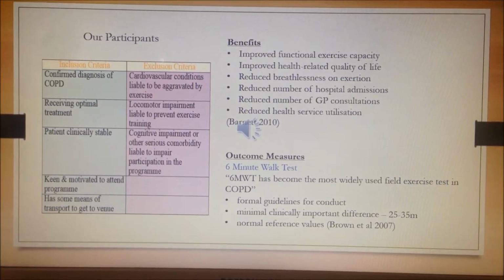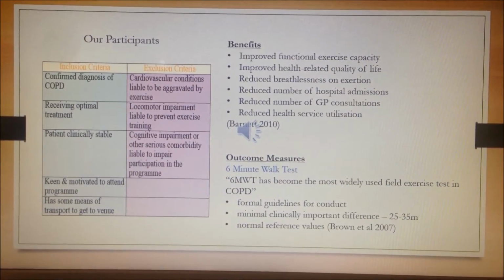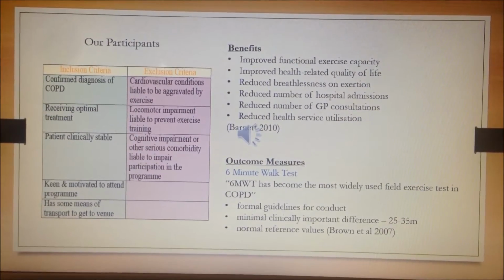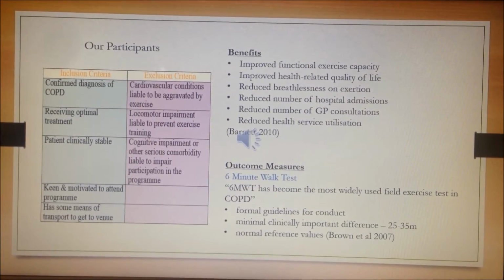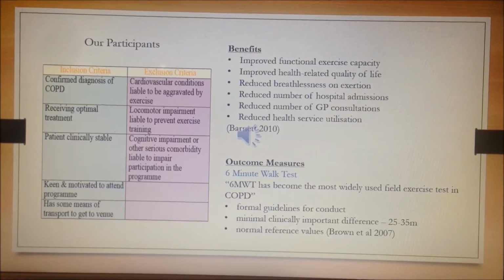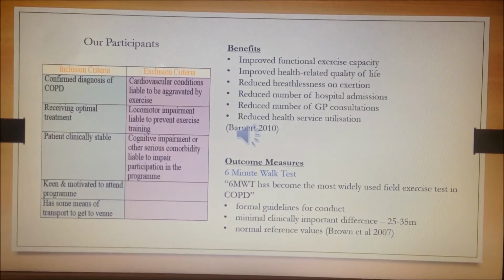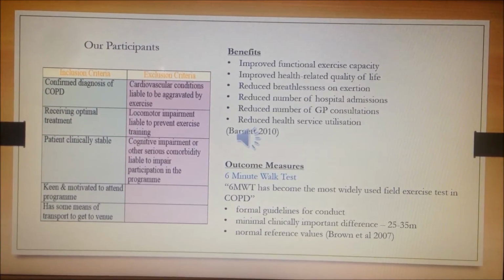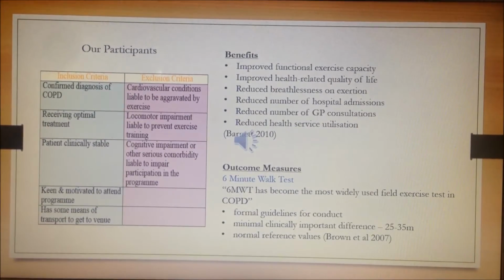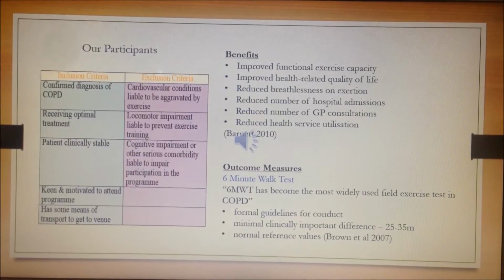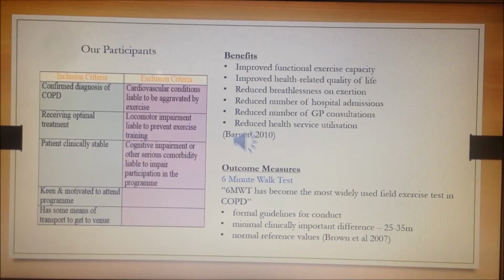Next, I'm going to be looking into who we're actually going to be working with. As far as inclusion criteria, the individuals need to have a confirmed diagnosis of COPD, they need to be receiving optimal treatment, the patient needs to be clinically stable, they need to be keen and motivated to attend the program, and have some means of transport to get to the venue. As far as exclusion criteria goes, pretty much any condition that someone has that would be aggravated by exercise or impair participation in the program.